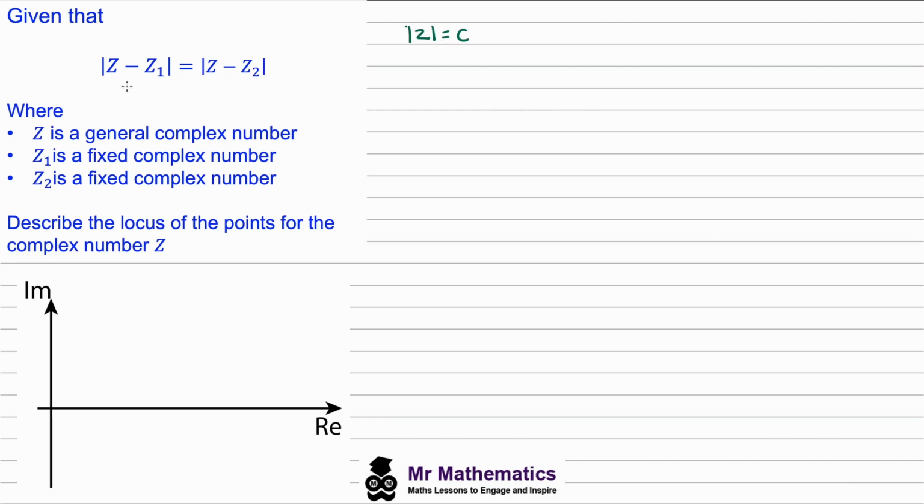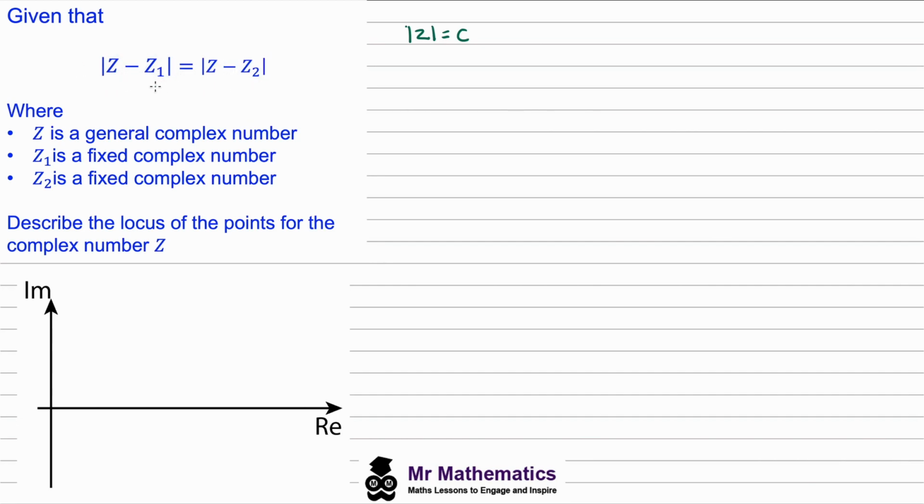What this means is that the distance between a general complex number z and a fixed complex number, let's say z1, is exactly the same as the distance between the same general complex number and a different fixed complex number. Now, this z, because it is general, can move, and we're going to look at the locus of the points where it can move that makes this statement true.